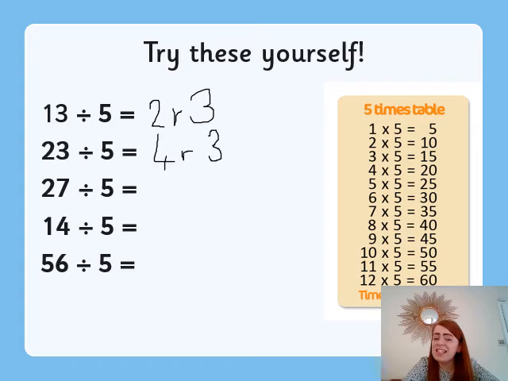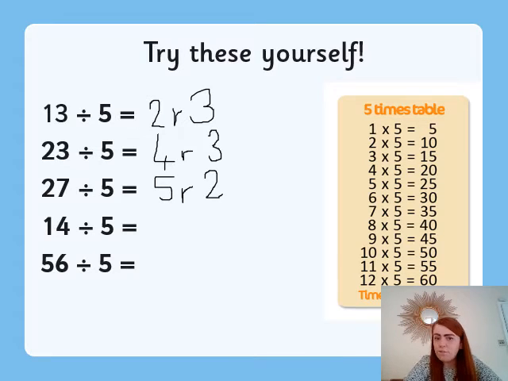Let's look at the next one, 27 divided by 5. Let's use the times table mat this time to help us. Let's see how close we can get to 27 without going over. So 5, 10, 15, 20, 25, 30. 30 would be too far. So I've got as close as 25. And I can see that 5 times 5 is 25. So it's going to be 5. But what's left over? 25 add what makes 27? 25 add 2 makes 27. So it's going to be 5 remainder 2.